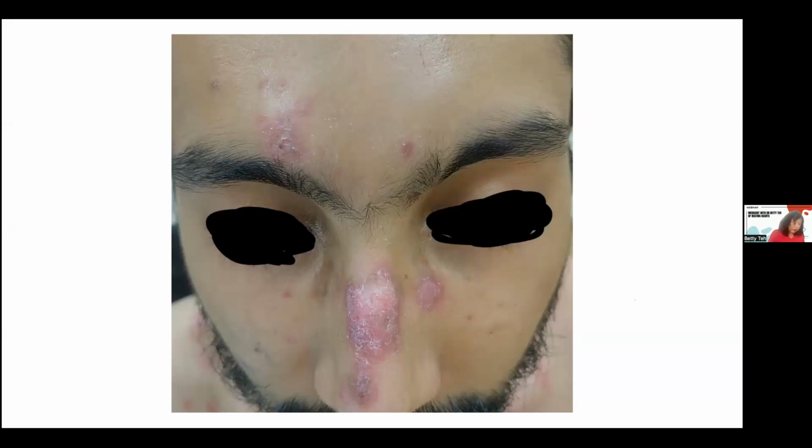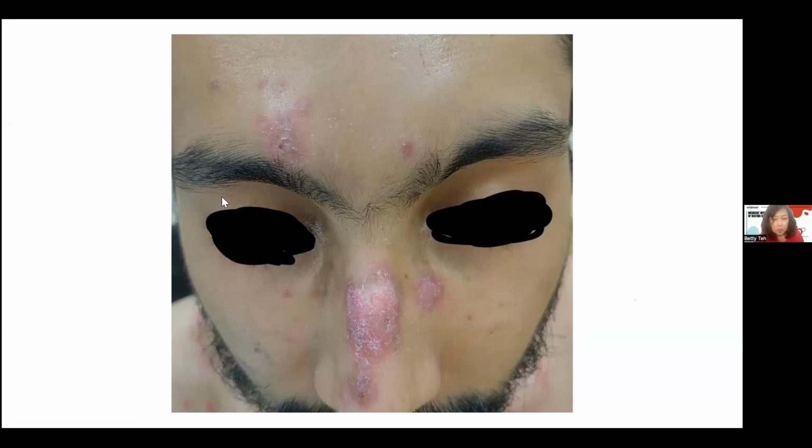Okay, you go on first. This is an Indian man. He comes to me with this kind of lesion. Seen multiple doctors, not getting better. So what do you think this patient has? One, psoriasis. Okay, anything else? Anyone else?